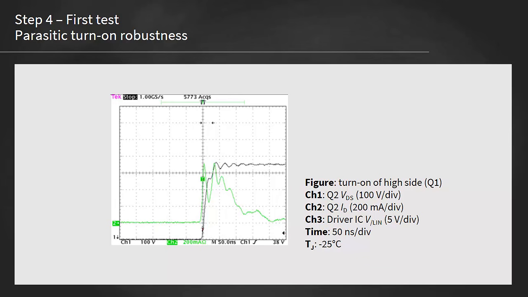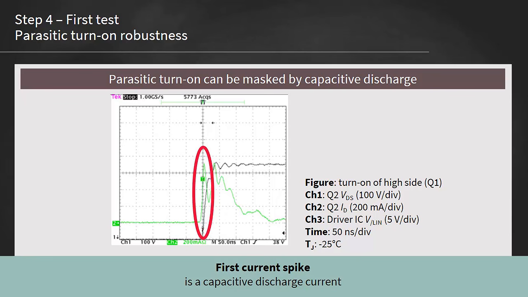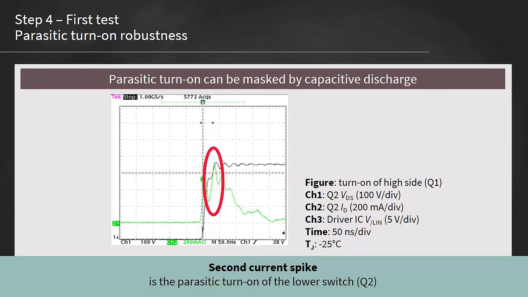The parasitic turn-on can also be observed at zero current switching, where interferences from other current flows are not present. Here you can see an example of a parasitic turn-on that at a first glance would be masked by the capacitive discharge. The first spike is the capacitive discharge, and it is considered a normal behavior. The second spike is the parasitic turn-on of the lower silicon carbide switch, Q2.